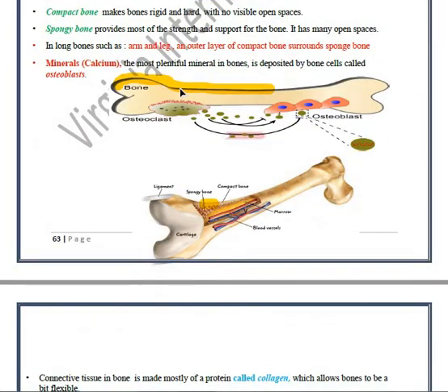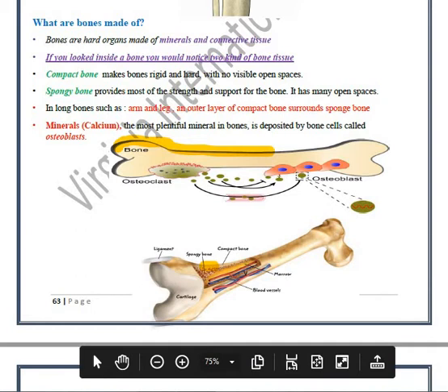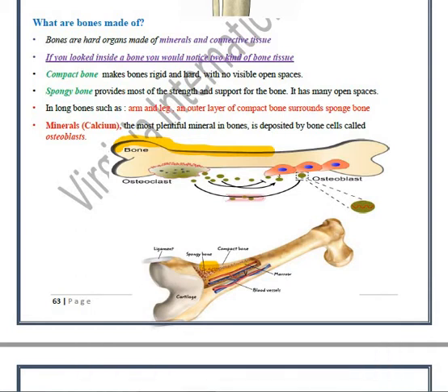Okay? Now we're gonna take how the bones look from outside and from inside. Okay. Have a look at this. This is a bone. The bone from outside is composed of compact bone. Compact means strong. So the outer surface of the bone is called compact bone, that makes the bone rigid and hard with no visible open spaces. There are no open spaces at the surface of the bone. While inside the bone itself, we have many open spaces in spongy bone.